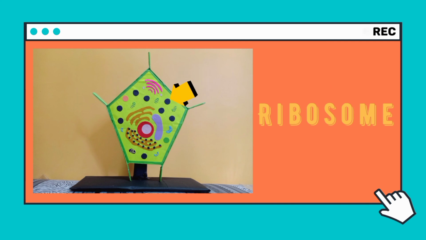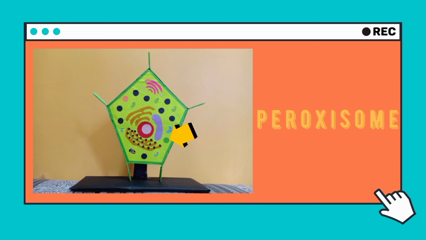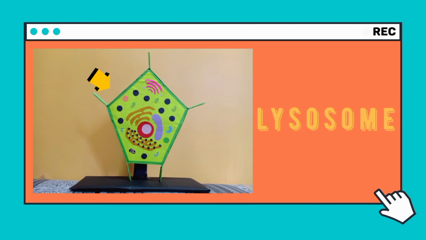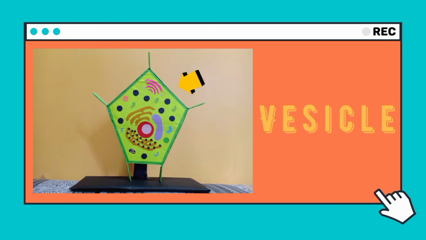Ribosome. A ribosome is a cell organelle. It functions as a micromachine for making proteins. Peroxisome. Peroxisomes are membrane-bound organelles and are oxidative organelles. Lysosome. Lysosomes contain digestive enzymes and are also involved with various cell processes. Vesicle. Vesicles are organelles that are small, membrane-enclosed sacs that store and transport substances to and from one cell to another.